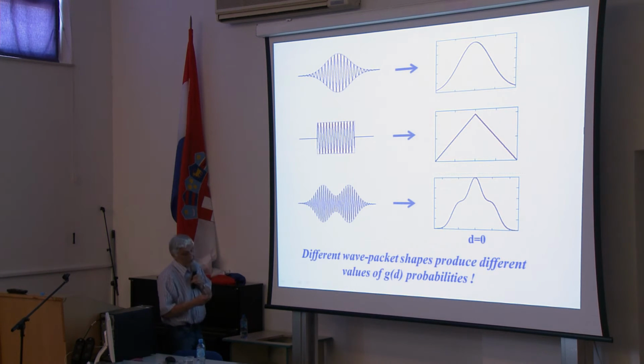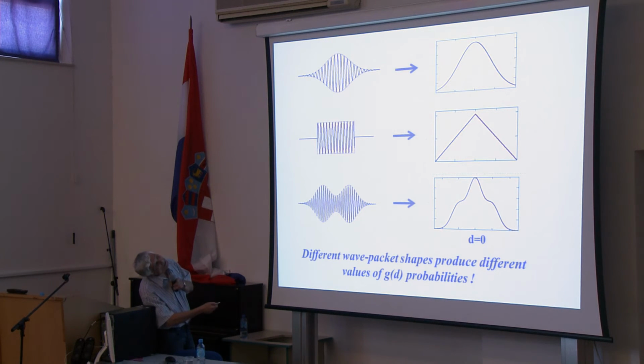What is really most important is the envelope of those probability amplitudes, and that is what is different. That is this envelope in this case, and here is the envelope in this case. So different wave packet shapes produce different envelopes in this function of probabilities. Inside are many oscillations, which I showed you previously, but you can calculate the envelope of those oscillations, and that is really what matters.